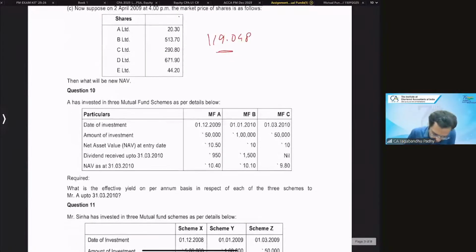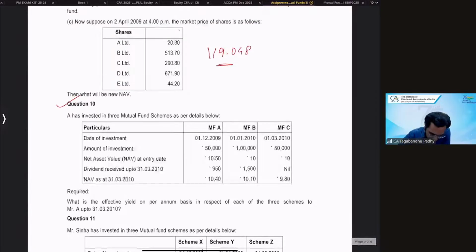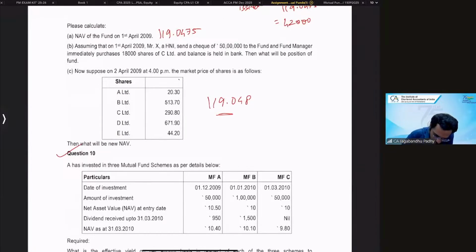Okay, so let's take up the next question, question number 10. There is part C also. Now suppose at 2 p.m. the market price of the share is as follows. So you have given this NAV using these prices, right? I was asking for part C answer. No, sir, I'm not using that. So this is the NAV as on for part B. Yes, sir. Then give an answer for part C also.